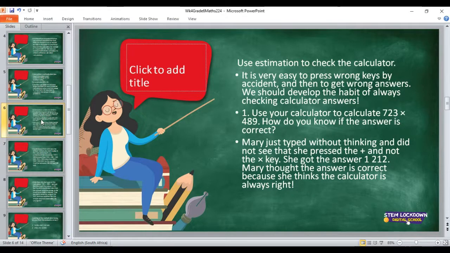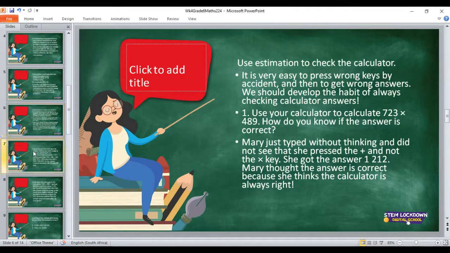For an example, we used 723 multiplied by 489. Let me read again because I do not want to go fast. Mary just typed without thinking and did not see that she pressed the plus key and not the times key. She got the answer 1,212. Mary thought the answer is correct because she thinks the calculator is always right. In this case study, we are busy with estimation to check if the calculator is correct.